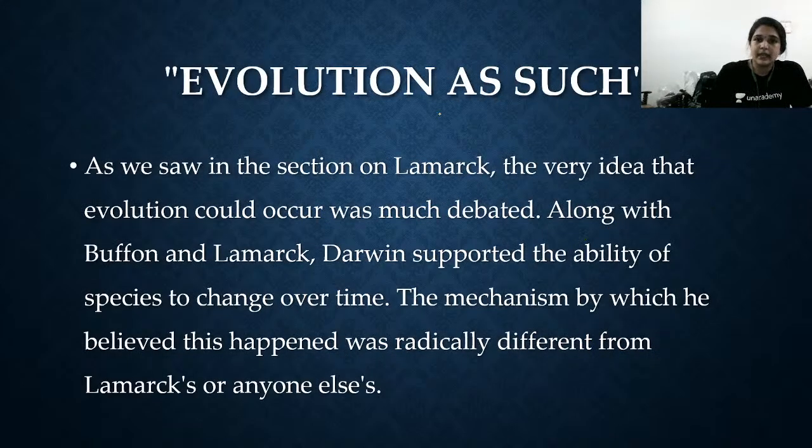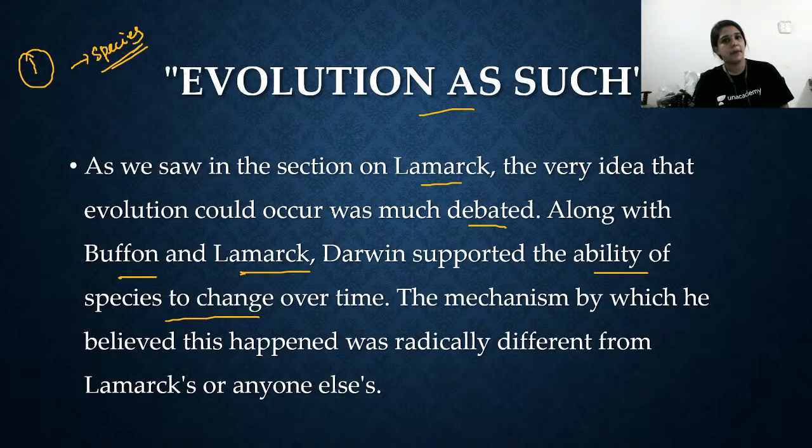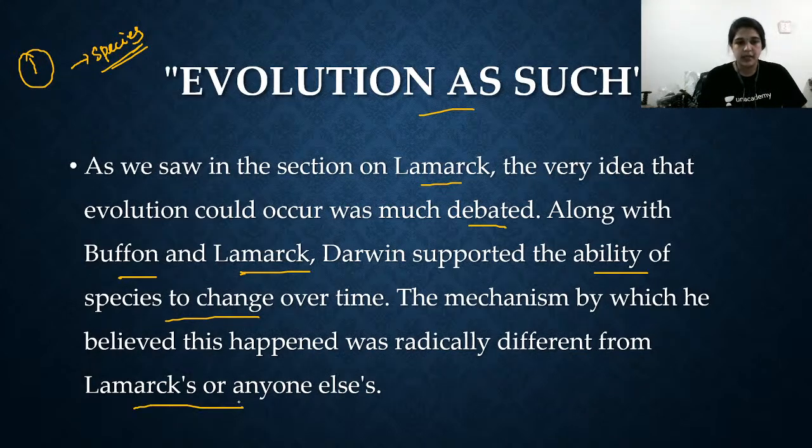He says evolution as such is the first point. As we saw in the section on Lamarck, the very idea that evolution occurred was much debated. Along with Buffon and Lamarck, Darwin supported the ability of species to change over time. First and foremost, Darwin is saying that species change. That is evolution as such: species will change according to time. That is the first thing Darwin is saying. The mechanism by which he believed it happened was different from Lamarck or anyone else. He accepts that there is change, but how it is changing is different.